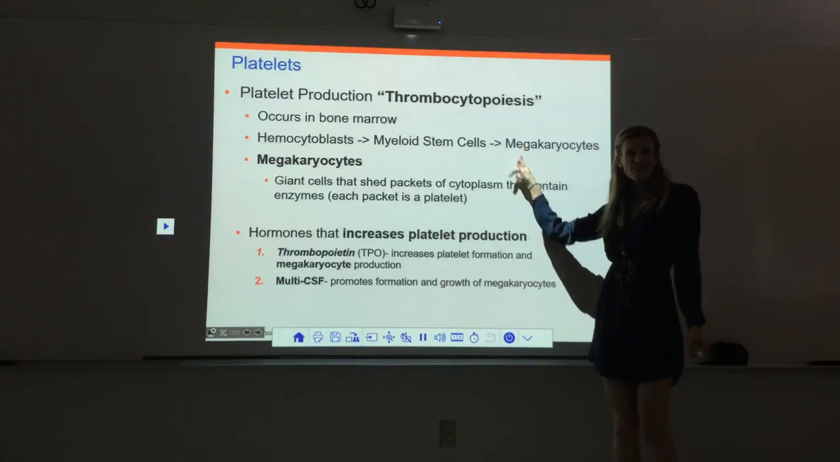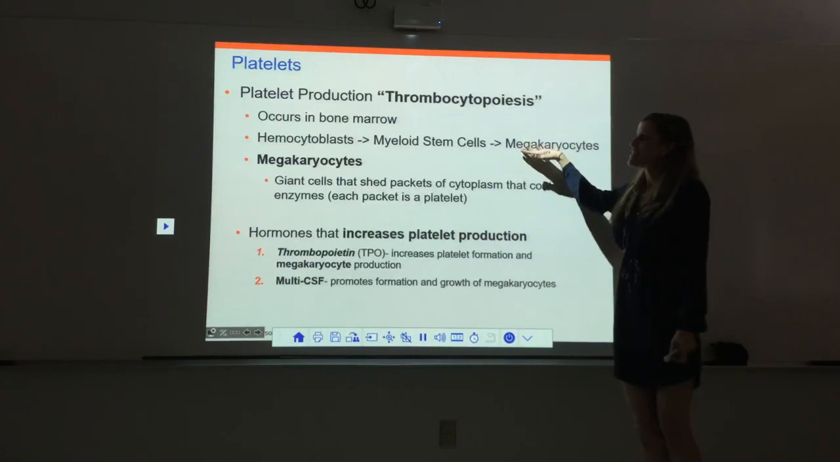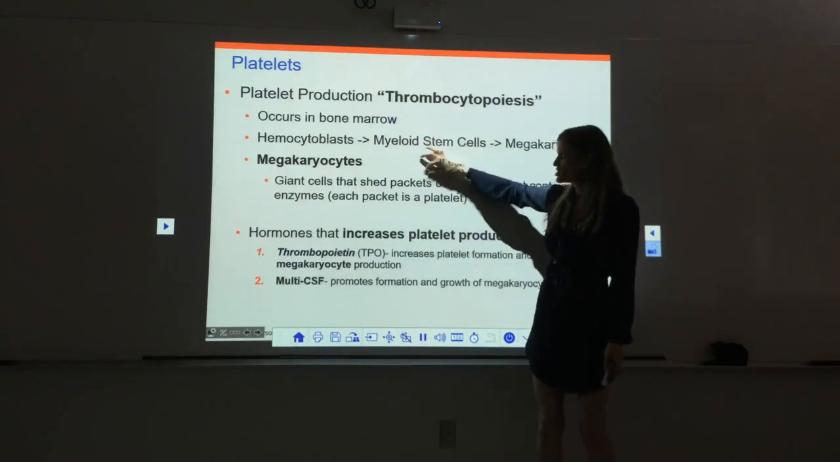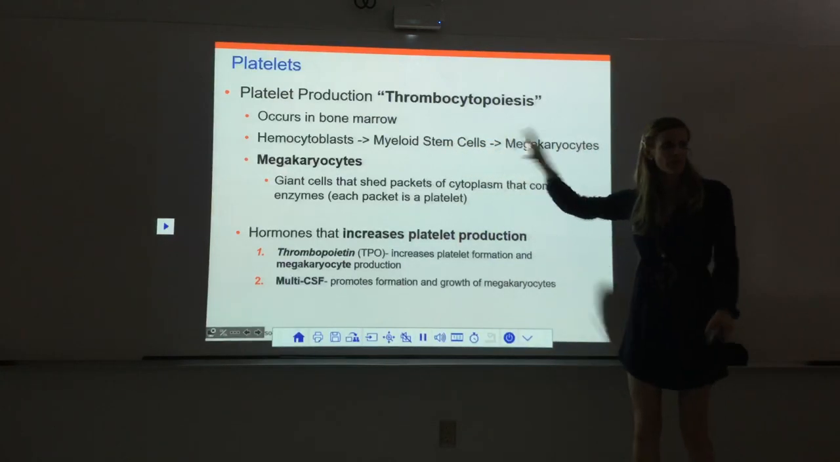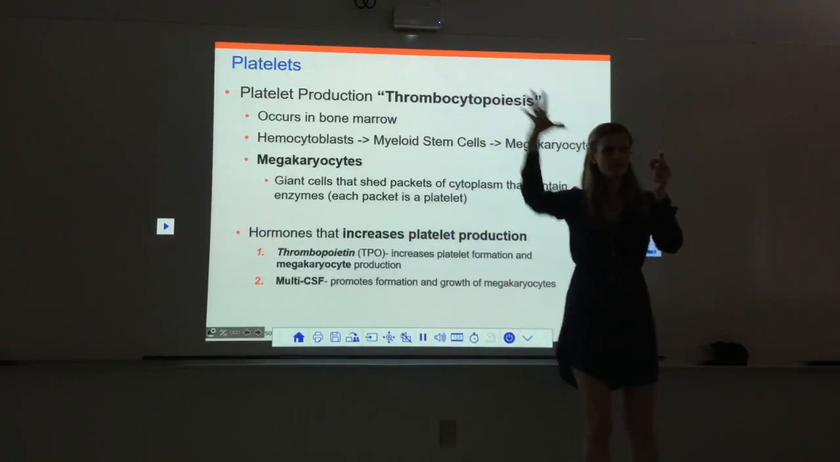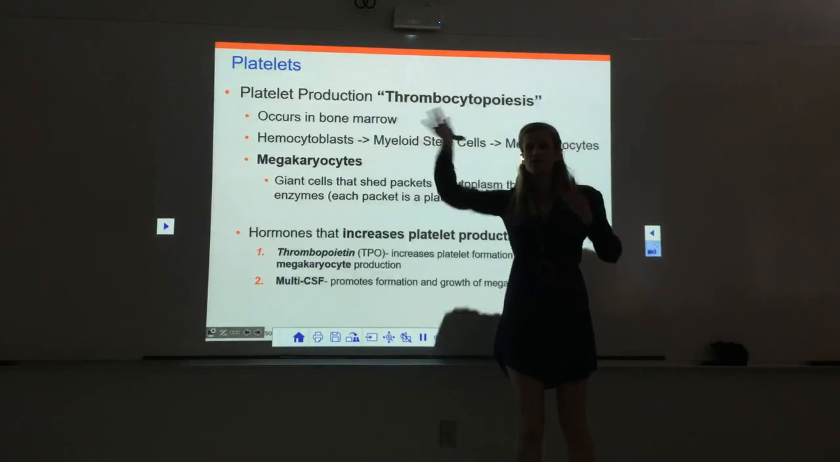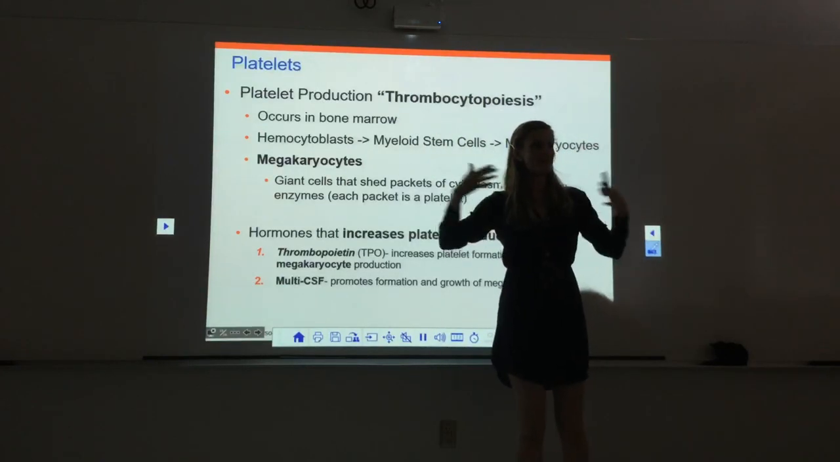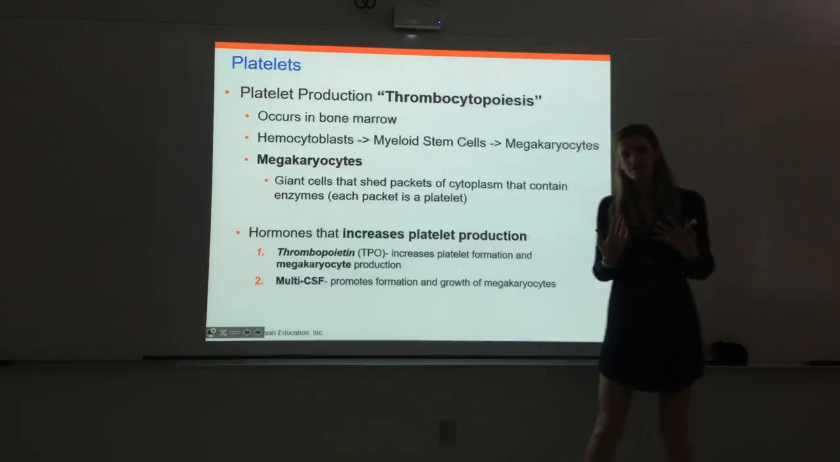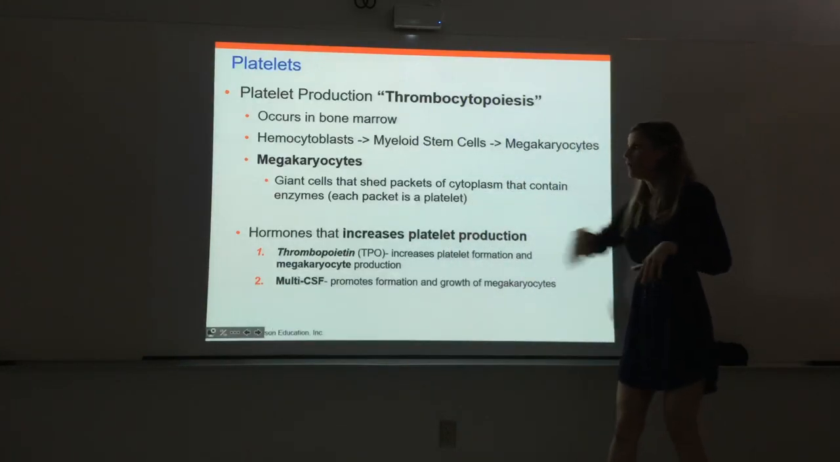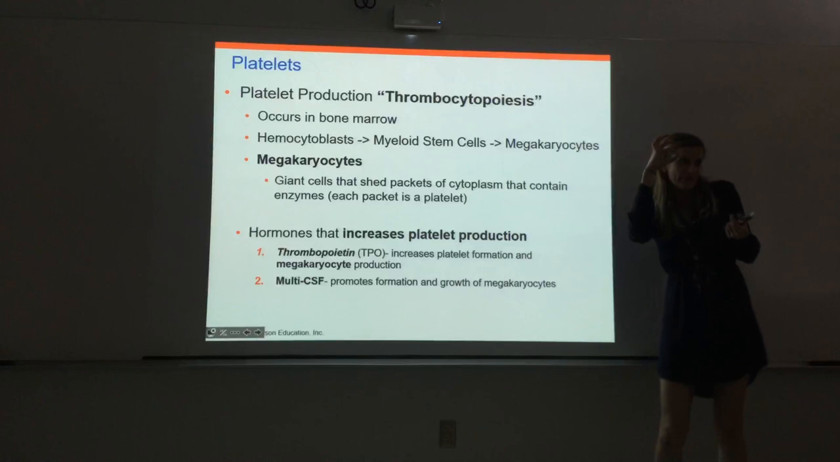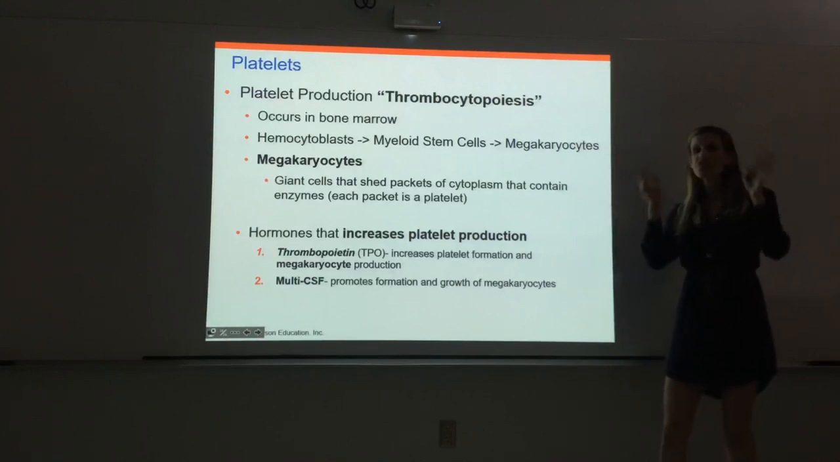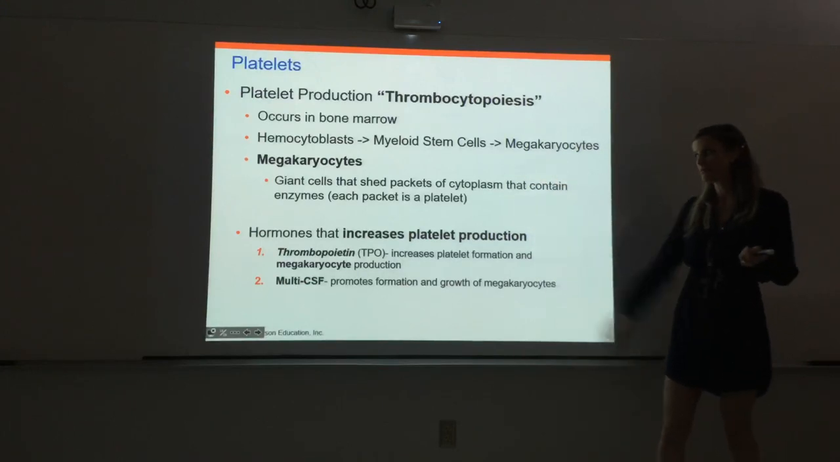Mega, again, meaning really, really big. And this megakaryocyte is just going to start to shed packets of its cytoplasm. It literally pinches off a packet, and each of those packets has a bunch of clotting factors, things that stimulate the clotting process when we have a bleed occur. And again, each packet is a platelet, so thousands of them, like 4,000 per megakaryocyte.